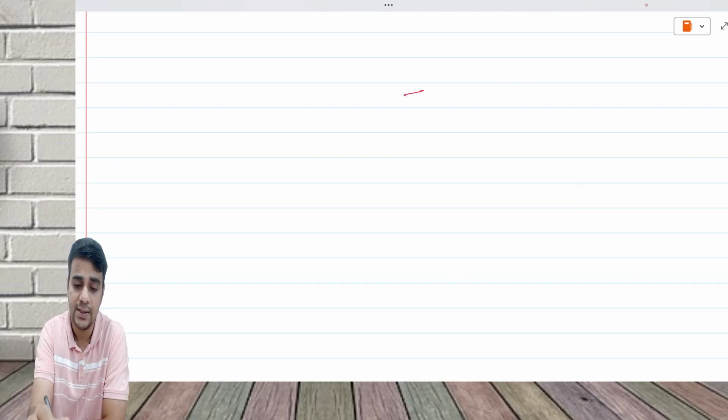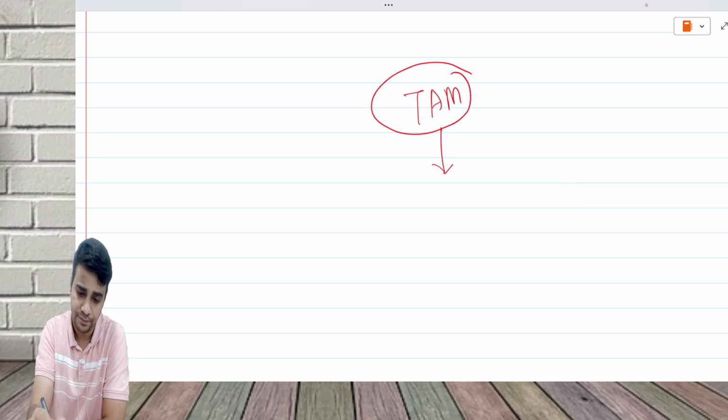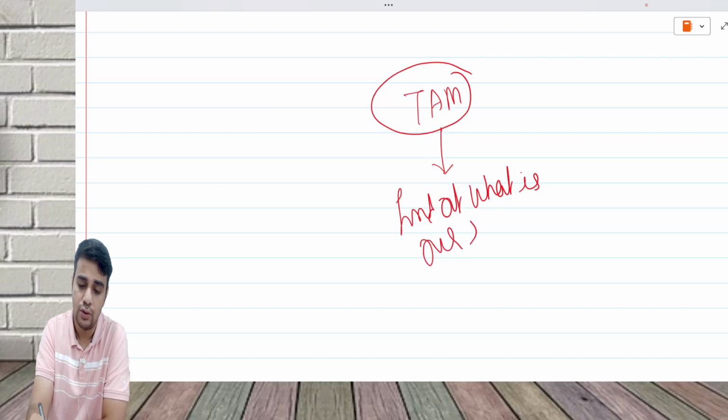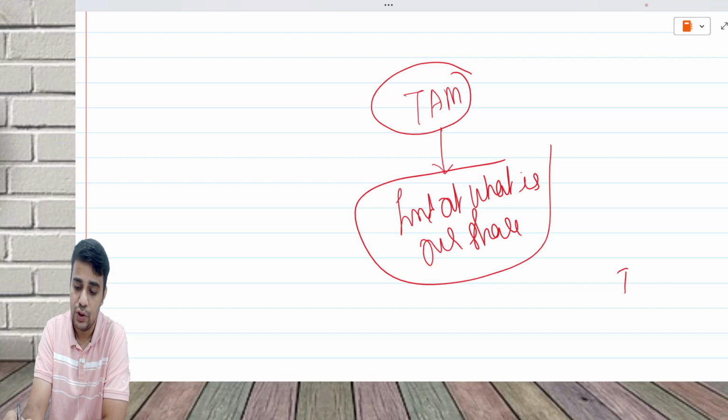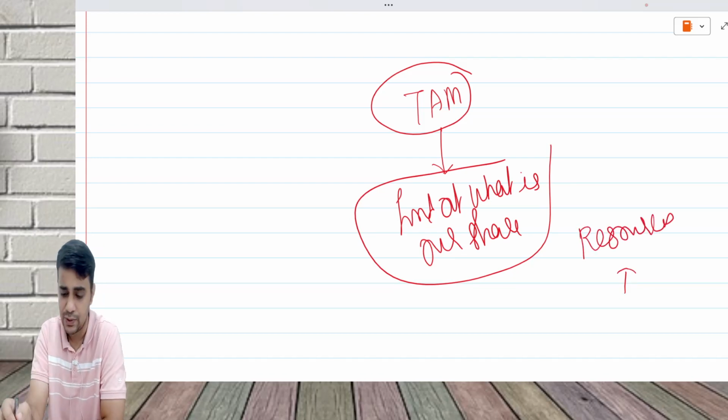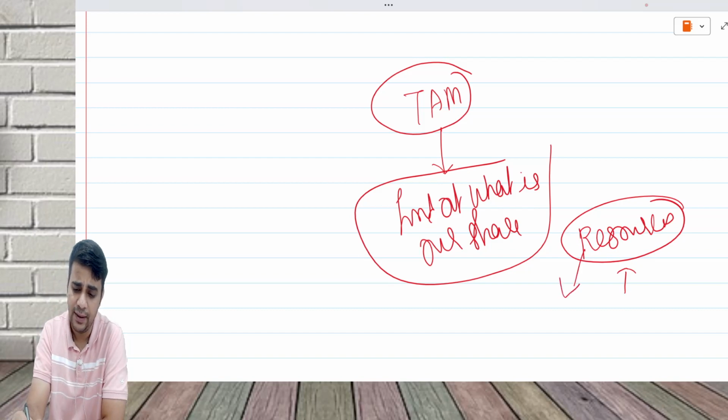Understand the industry size, total addressable market. From that, find out what is our share. That is called the top-down approach. Bottom-up approach is where you know the resources which you have. Resources are mostly men and money: the employees available and the money available.